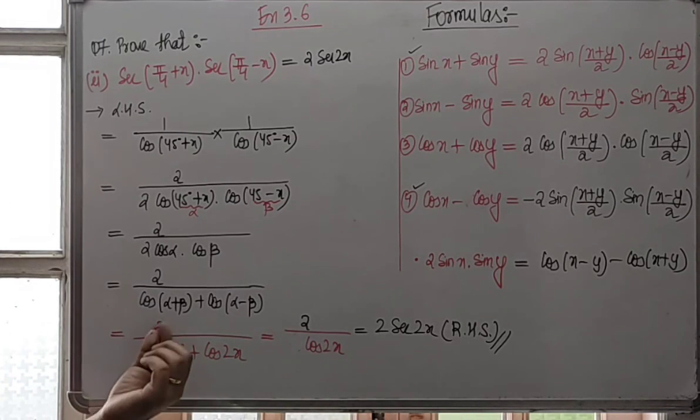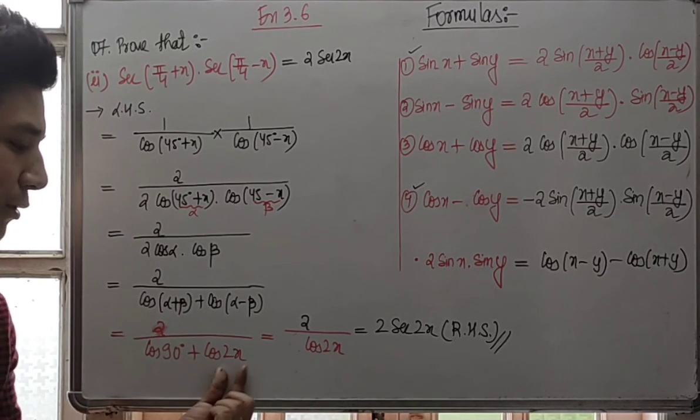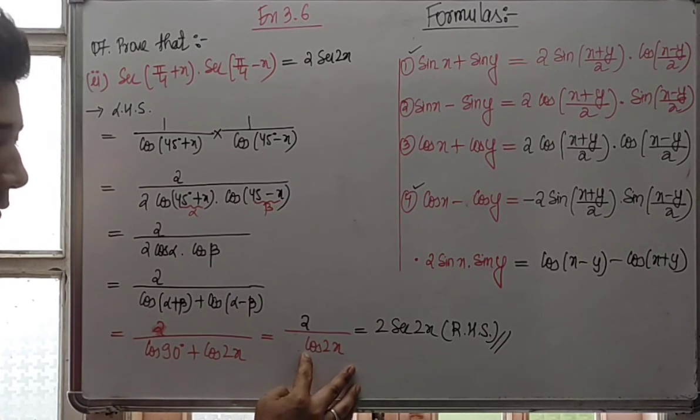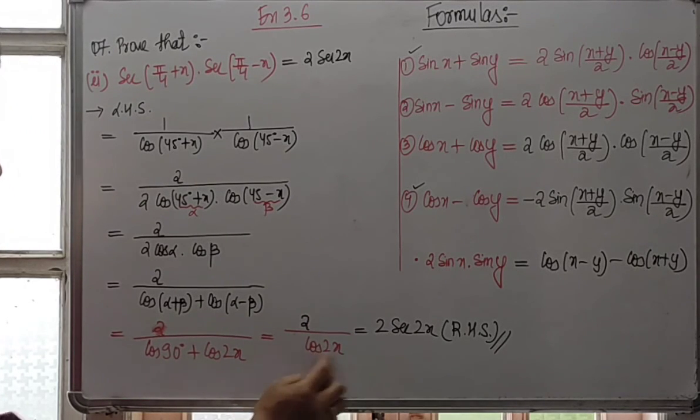On doing so, you'll be getting 2 divided by cos 90 plus cos 2x. Again, cos 90 means 0. So therefore, this is 0 plus this is only cos 2x. So 2 by cos 2x. So 1 by cos means sec. So hence 2 sec 2x will be your right hand side. Please pause the video and note it down.